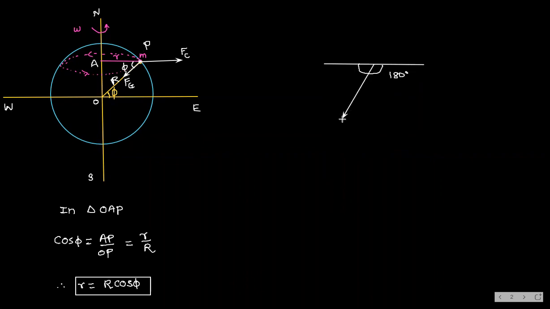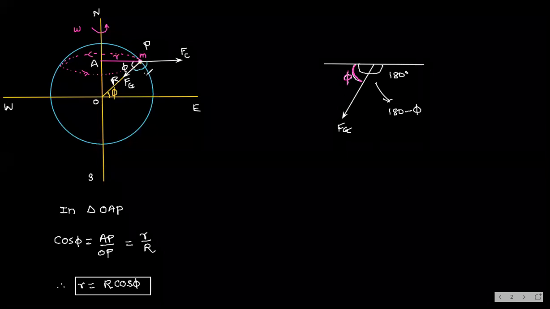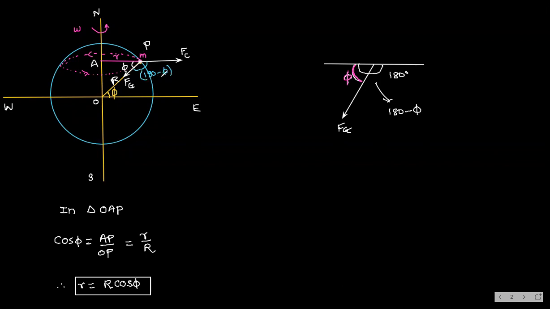But now here is what? Gravitational force, and this angle is already phi. So the remaining angle is what? 180 minus phi. Understood? This is phi, and this complete angle is 180. So shall I write that this angle is equal to 180 minus phi? Any doubt, please ask. This angle is 180 minus phi.